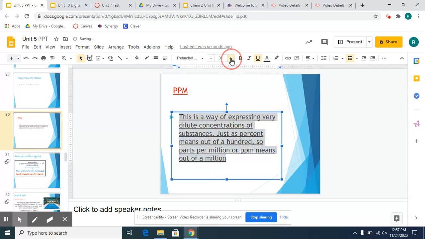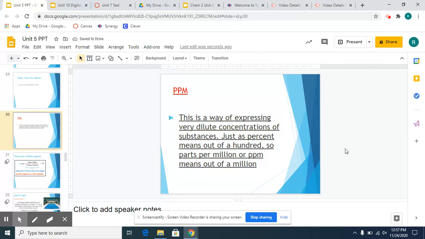It's a way of expressing very dilute concentrations of substances. Just as a percent means out of 100, parts per million means out of a million. And of course, there's other parts. There's parts per billion, which is out of a billion, and so on and so forth. We are just focusing on ppm.